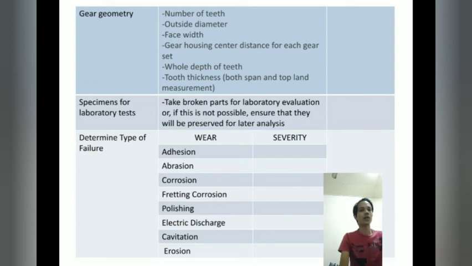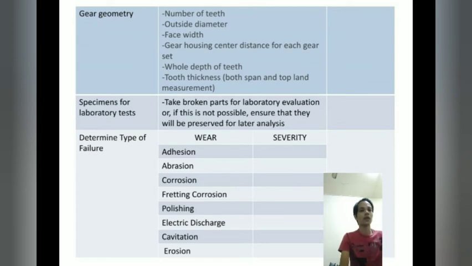And next one, we must take a specimen for laboratory test. We take the broken part for the laboratory evaluation. If not possible, we can just preserve it for later analysis.